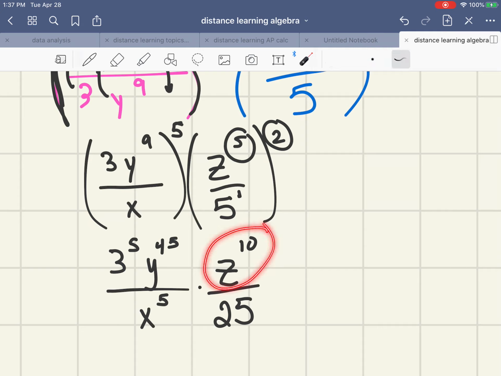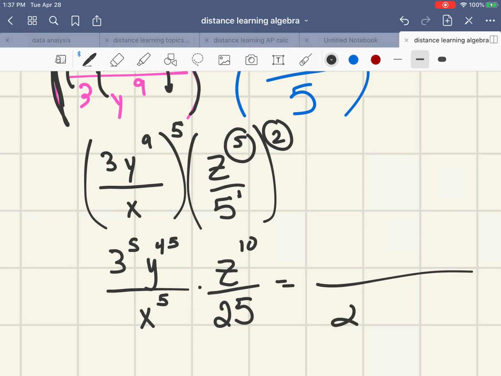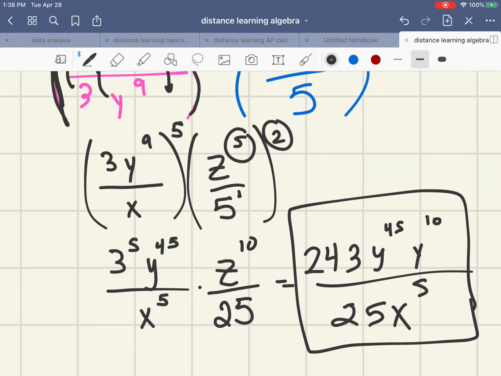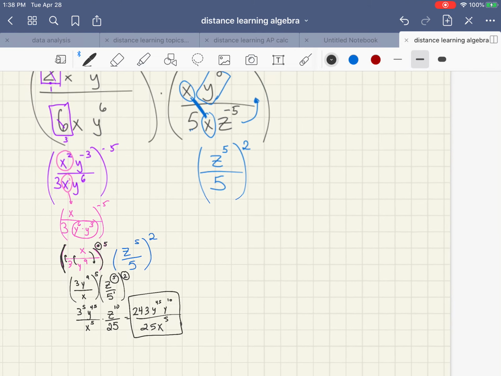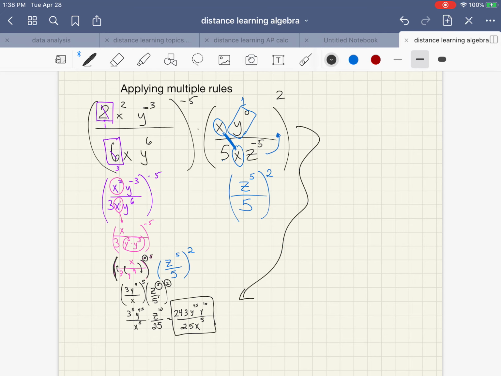Now what's great about this is that there are no other z's, there are no other y's, there are no other x's. So really, all I have to do is keep the bottom as 25x to the 5th, keep the top in alphabetical order, and then determine what 3 to the 5th is, which is 243. There is my simplified version of my original problem. So all of this simplifies down into that. That's just one example of applying multiple rules simultaneously.